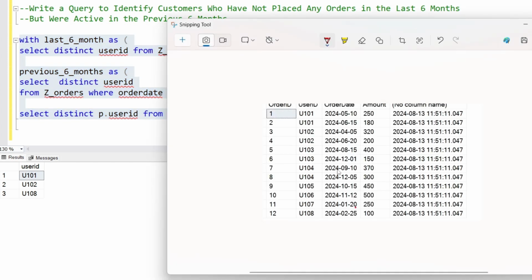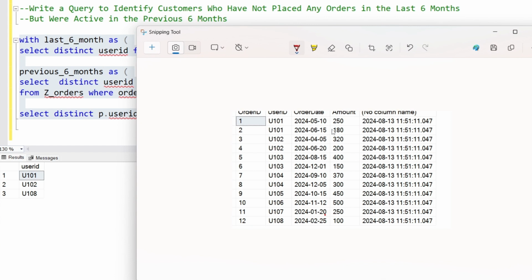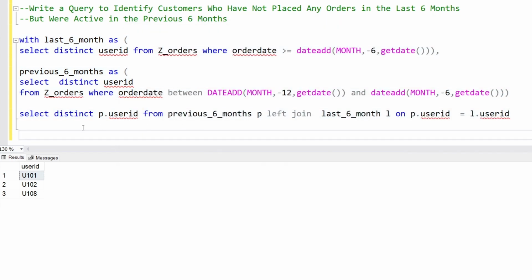Okay, let's verify. 101 was active in the previous 6 months, 102 was active in the previous 6 months, and 108 was active in the previous 6 months. But what is 107 doing here? I mean, was it coming in under the 1 year period or not? Let's find out.